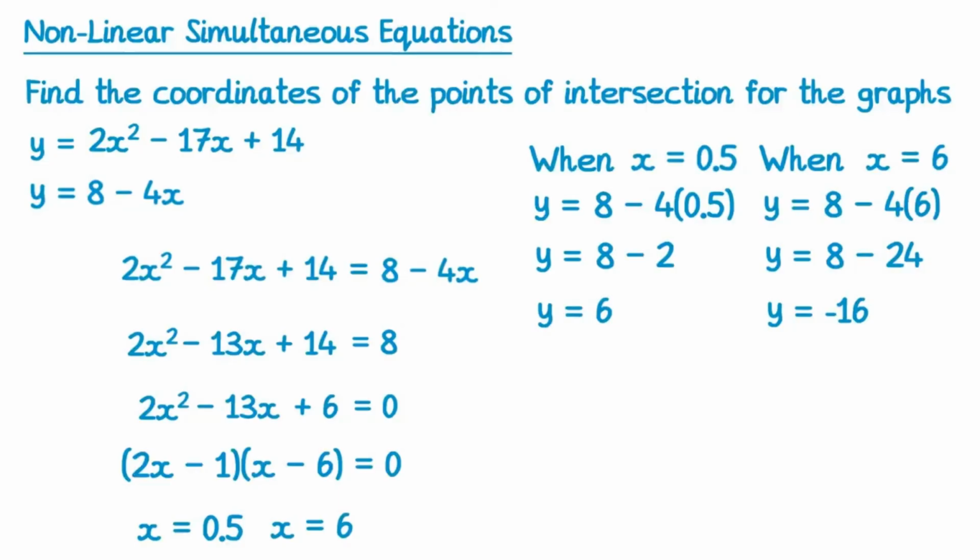Now we have our solutions, but remember the question said to find the coordinates of the points of intersection. So all we need to do is write our solutions in a coordinate form. So we've got x equals 0.5 and y equals 6. If we write that as a coordinate, it's (0.5, 6). And we've also got x equals 6 and y equals negative 16. And as a coordinate, that's (6, -16).